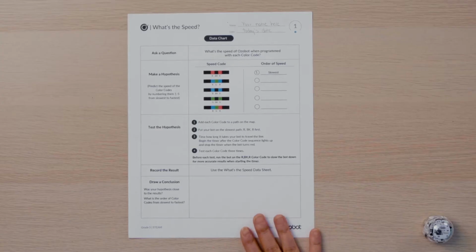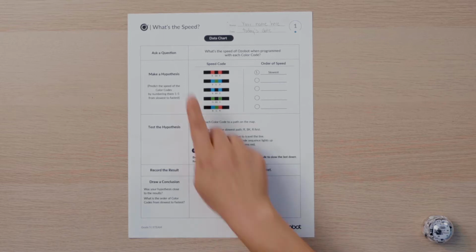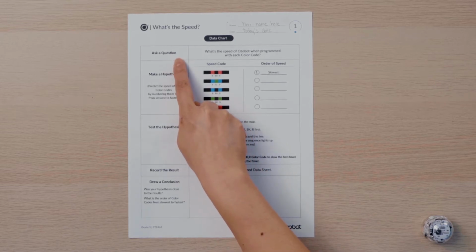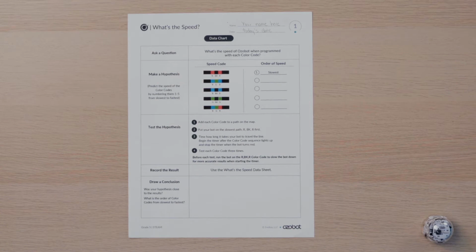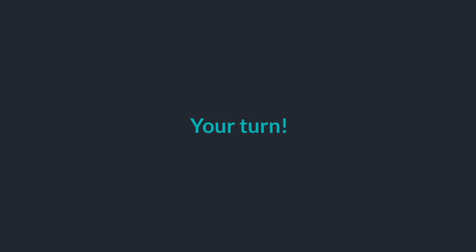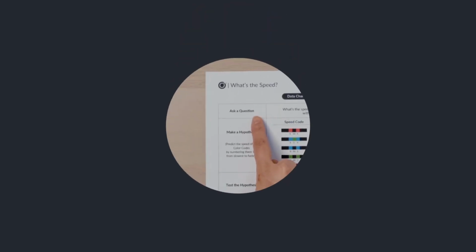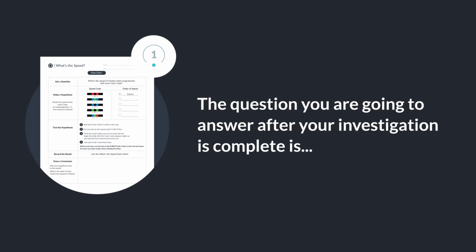Look at sheet number 1. The first step in the scientific method is to ask a question. This step tells you to identify the focus of your investigation, which is usually stated as a question or a problem. The question for your investigation has been given to you. The goal of your investigation is to find an answer to this question. The question you are going to answer after your investigation is complete is, what's the speed of Ozobot when programmed with each color code?